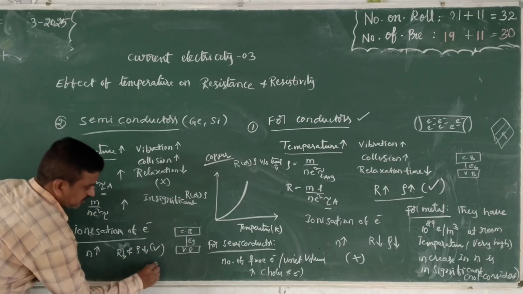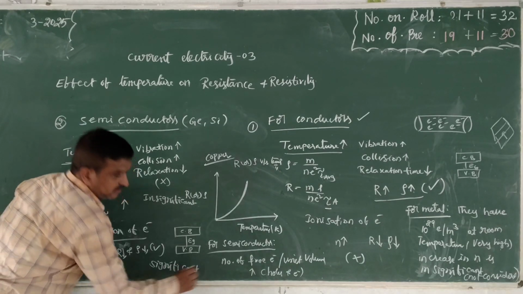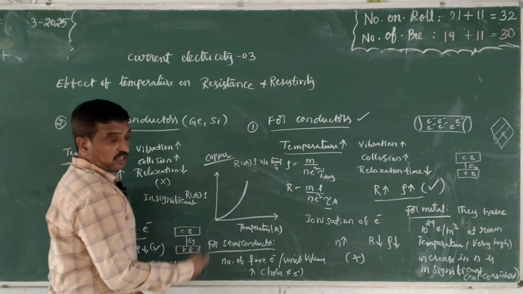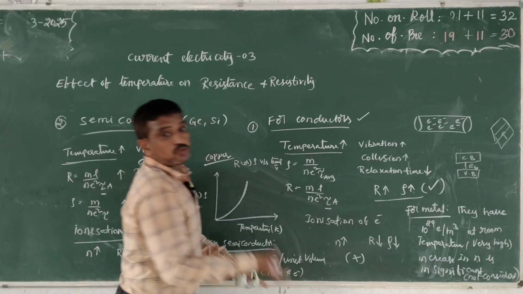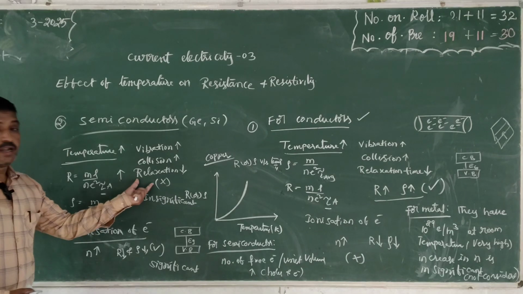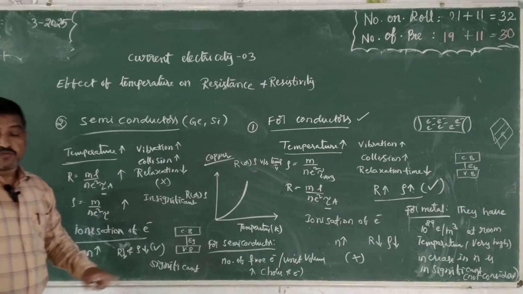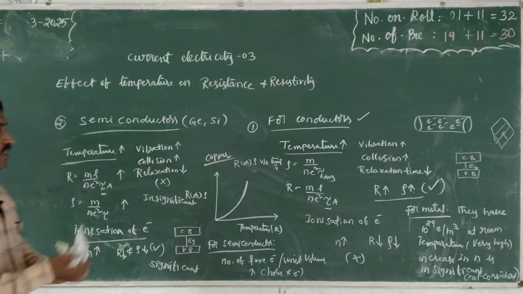It is significant. Here, why is it significant now? The N value increases. N value means holes and electrons both are there. That's why the N value increases more than the decrease in relaxation time. That's why resistance and resistivity decrease for semiconductors when temperature increases.